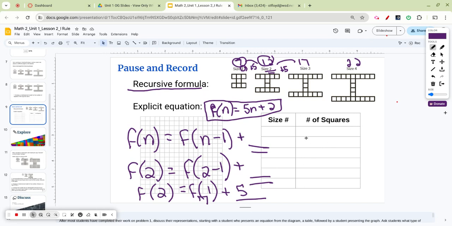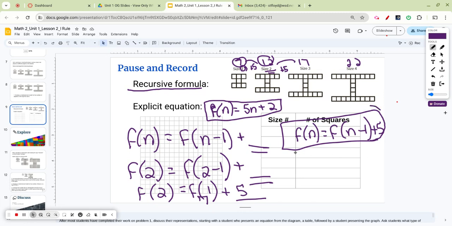I don't know if I talked about that very well, but f of n equals f of n minus 1 plus 5. This is a recursive function. When you have the explicit function up here, this is in linear form where you've got mx plus b, and you can plug any number of n in here and find out what f of n is. This kind of recursive function requires that you already know at least one of these. You have to know f of 1 to find f of 2. You have to know f of 2 to find f of 3.